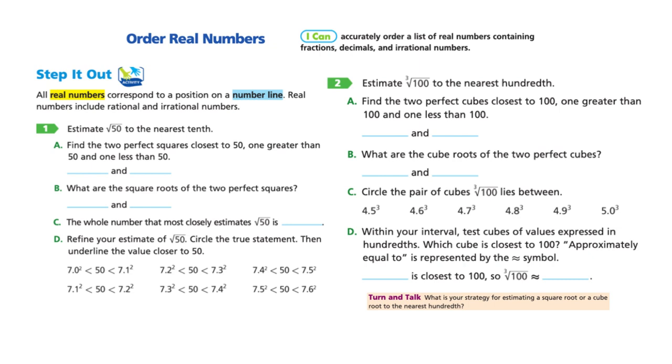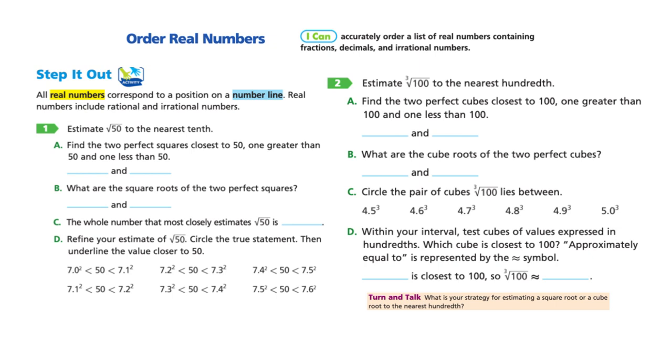So in numbers 1 and 2, I want you to pause here and go through and try to do these on your own from what you know from the previous lessons, and then we'll look at these two together. Okay, so hopefully you did these and wrote these out, and you can just check them as you go along. So number 1 says estimate the square root of 50 to the nearest tenth.